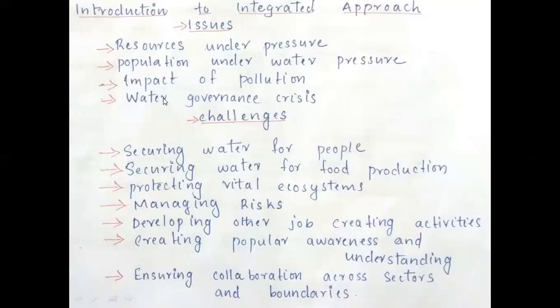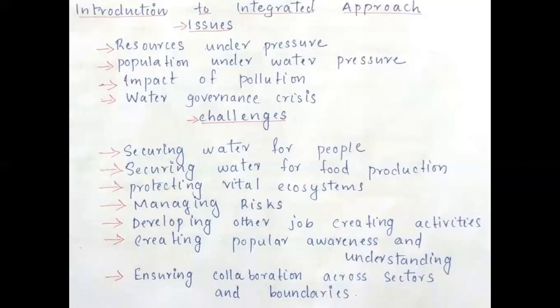And the third one is the impact of pollution, because through the industries there's a lot of pollution, a lot of toxic chemicals being discarded in the lakes and rivers. Next is the water governance crisis. The water is not properly checked and governed, and that's why there are a lot of problems. So, all these are the issues.